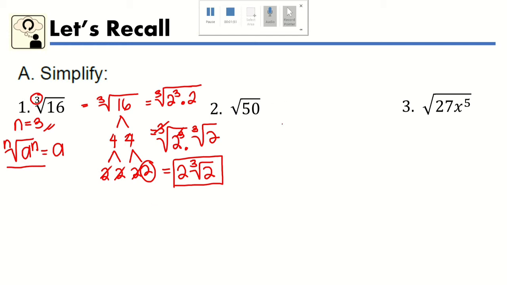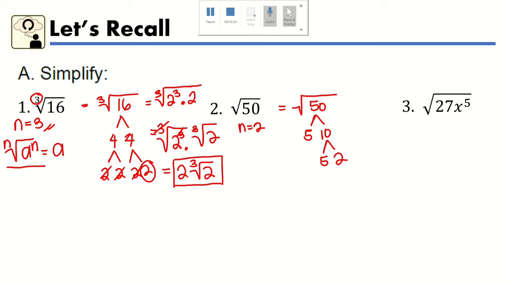Next is i-apply natin ulit gamit ang example number 2. Ang index nito ay 2. Since ang lowest index natin ay 2 sa radical sign, hindi na natin kailangang isulat. Understood that this by convention na mayroon tong 2 as the lowest index. Then, we now apply prime factorization. That is square root of 50. So, we have 5 times 10 and this one is 5 times 2.